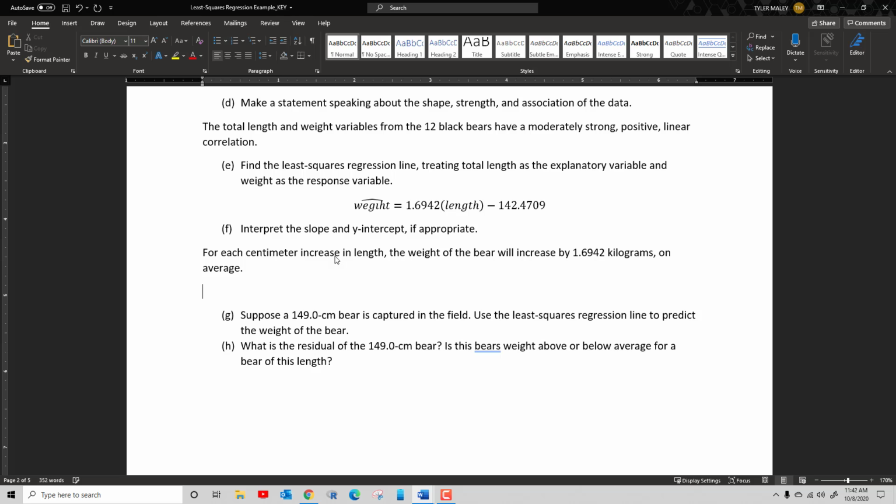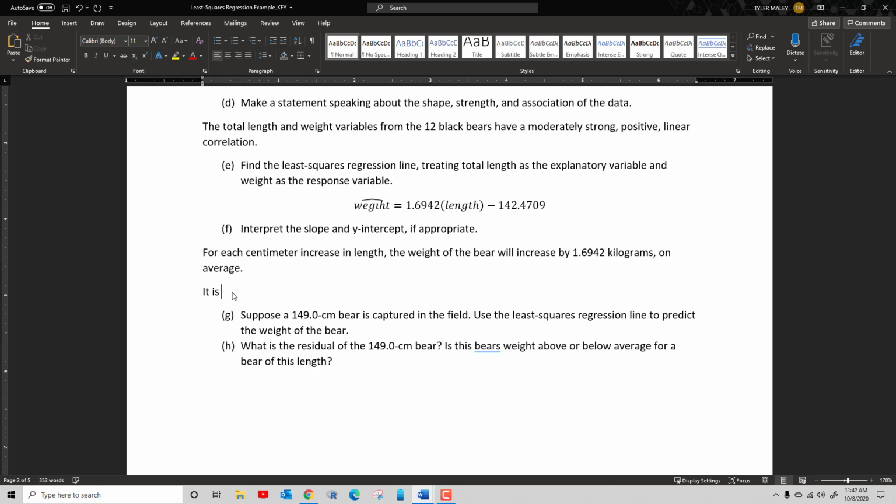And then if you think about the y-intercept, this negative 142 number, that's going to represent the prediction of a weight of a bear if they are 0 centimeters in length, right? So a couple of things wrong here. One, it doesn't make sense for us to have negative weight, right? Also, it doesn't make sense for us to have a bear that measures 0 centimeters in length, right? You don't have a bear then. That's really silly to think about. So it doesn't make sense to interpret that y-intercept here, right?